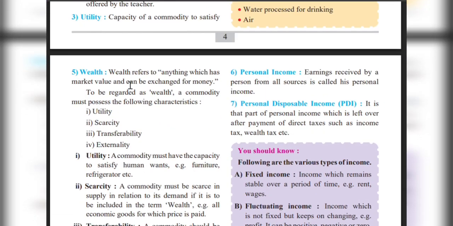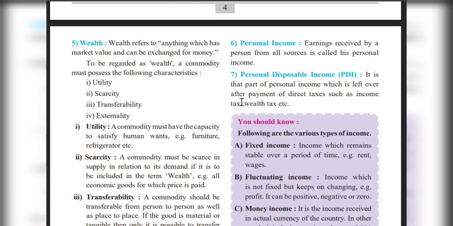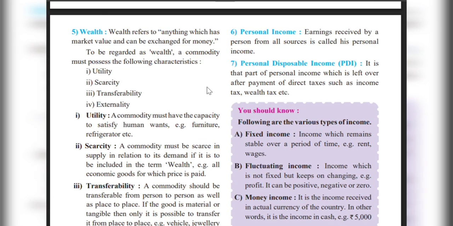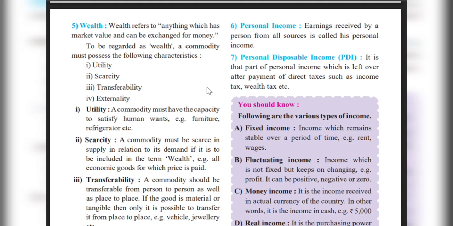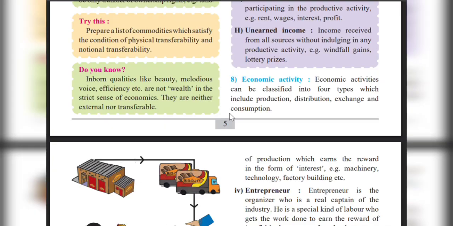Now next we have personal income. Earnings received by a person from all sources are called personal income. It is the income earned by an individual from all sources. And next we have personal disposable income, that is PDI. Income left after paying taxes. This is the actual spending money. Whatever tax, rent, or loans we pay, after that whatever income or money is left, that is our PDI, personal disposable income.